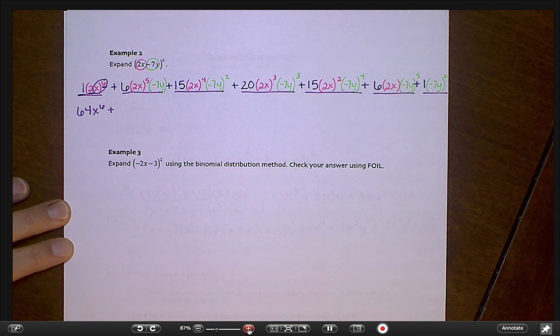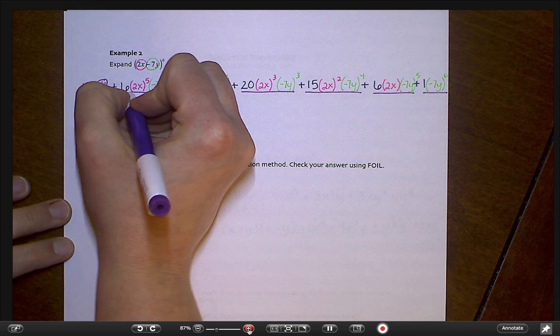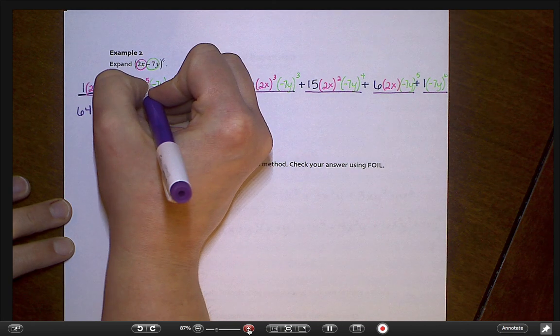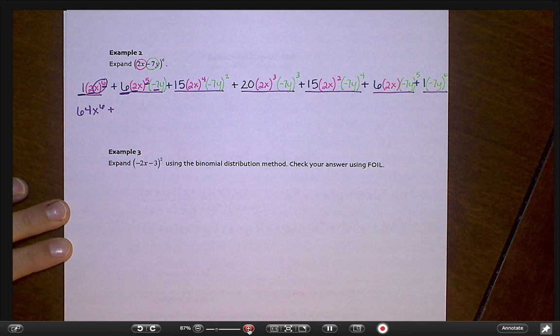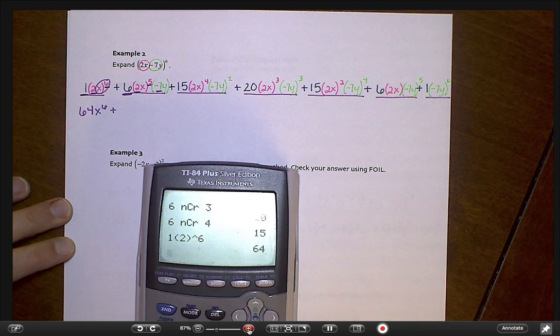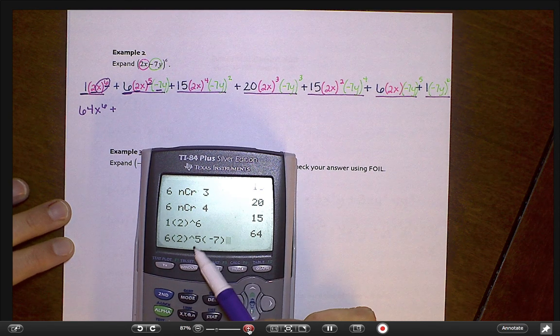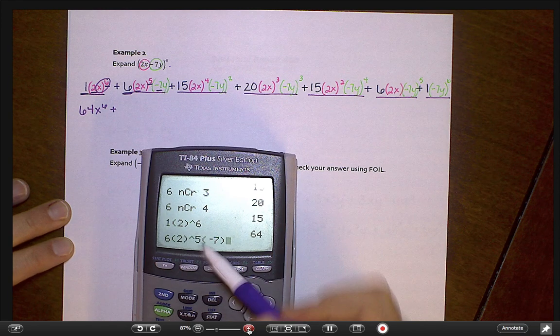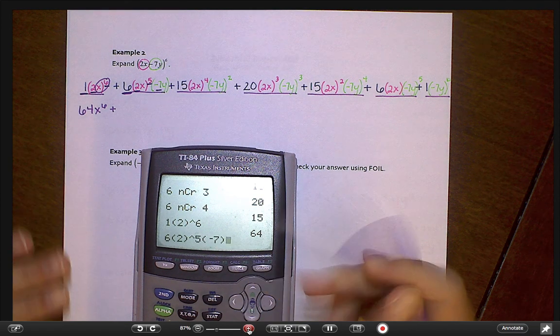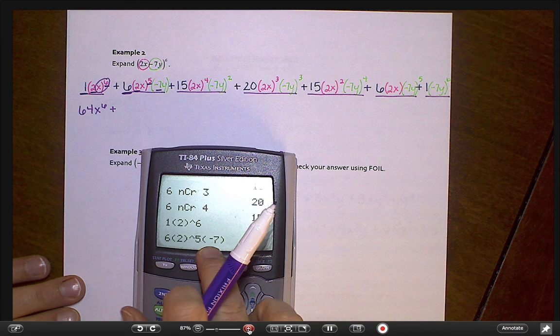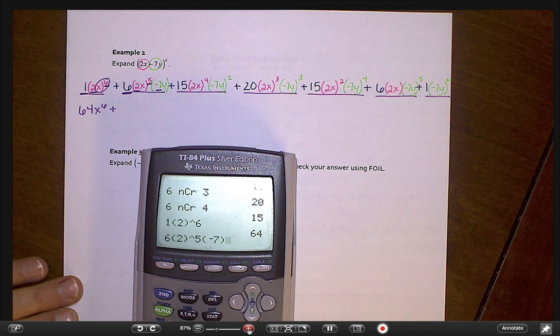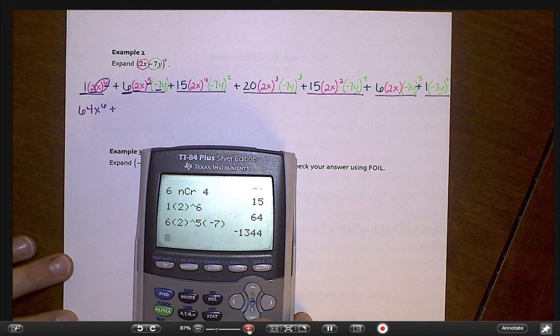Okay, in this next term, 6 times 2 to the 5th times negative 7. Okay, so let's think about this one for a minute. Let's just type that in. 6 times 2 to the 5th times negative 7. That should be able to type in just like that. If you have a calculator that when you go to type that exponent puts it up in the corner for you like an exponent is supposed to be, just make sure you use your arrow keys to come back down before you multiply by that negative 7. Okay? But it's negative 1344.